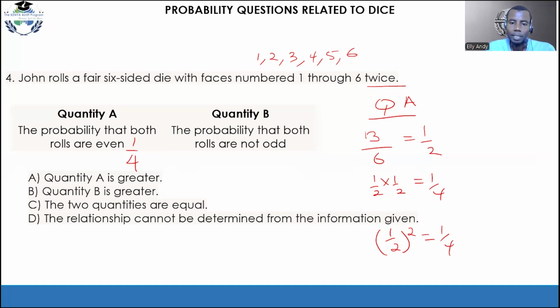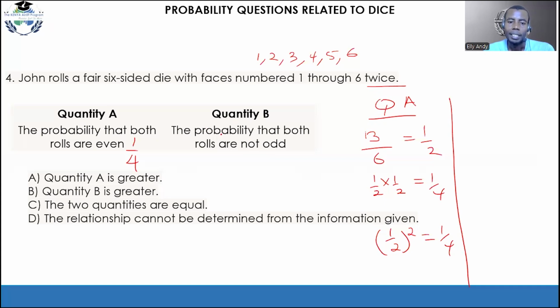Now, the second one, that is quantity B, is the probability that both rolls are not odd. Look at this quantity B keenly. How would you translate it? What does it mean? Take a moment to think about it.